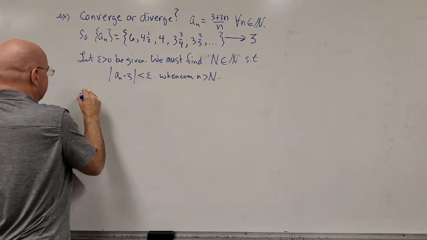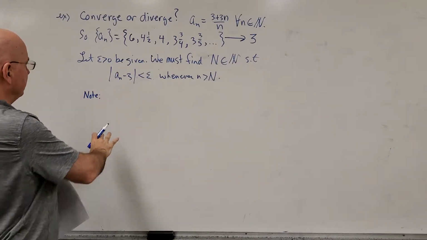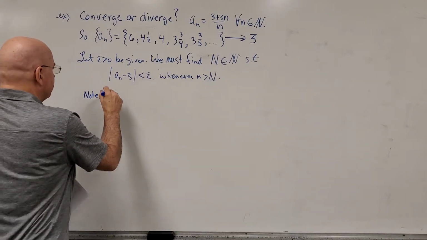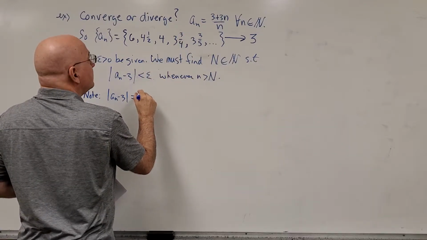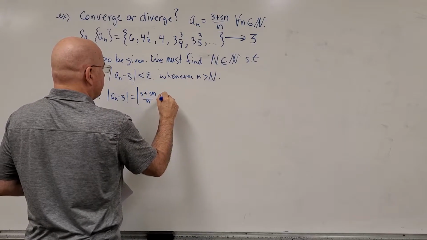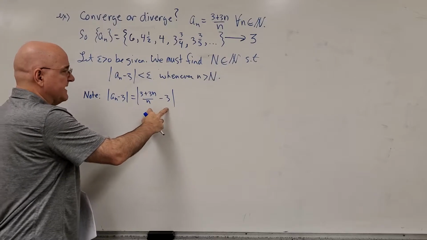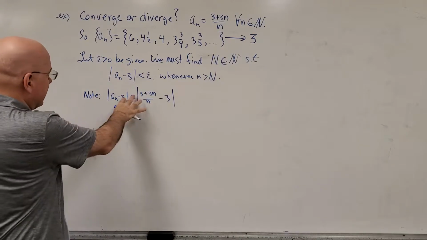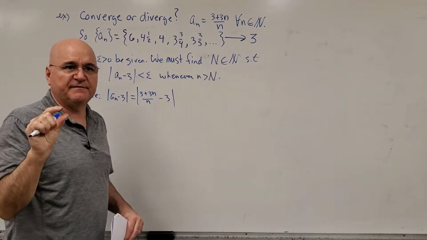But let's make a note here. We're going to do some algebra here that's going to make our lives very simple. And we'll be done here in just a couple minutes. a_n minus 3 is equal to (3 plus 3n) over n minus 3, right? That's like saying a_n minus L. And we would need to prove that this is less than epsilon. This is just kind of my scratch paper in a sense. You could almost call this a lemma, this little bit of algebra.